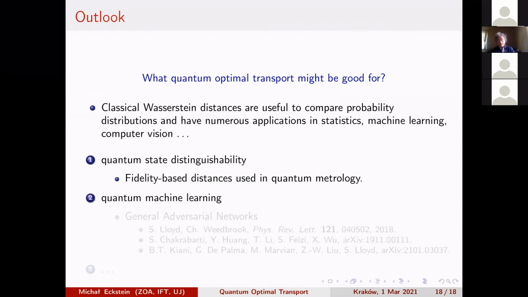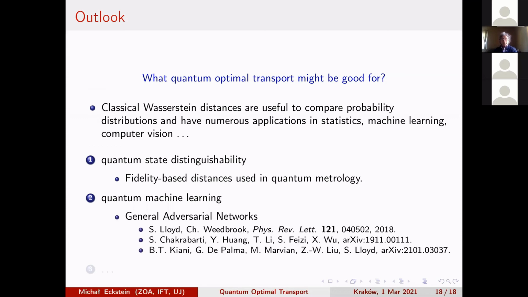Another application that was mentioned very recently is in quantum machine learning. In particular, generative adversarial networks, which honestly I know next to nothing about. But what I do know is that these smart people, including Seth Lloyd and his group, claim that there is a nice application of the quantum optimal transport problem in quantum machine learning, and you can use it in a similar fashion, as far as I understand, as you use the classical Wasserstein distances in usual machine learning.